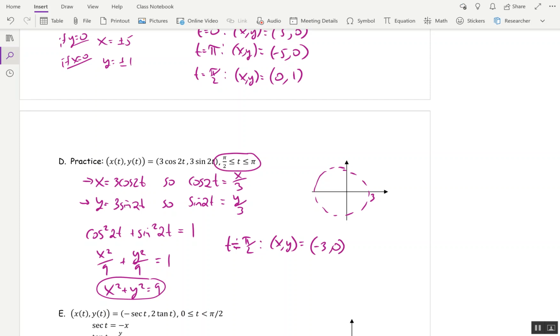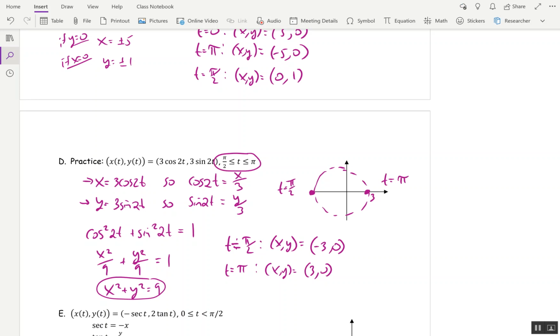All right. And then when t is pi, (x, y) is cos 2 pi is 1, so 3, and then 0. So we're starting here. That's at t equals pi over 2. And we're ending here. That's at t equals pi.